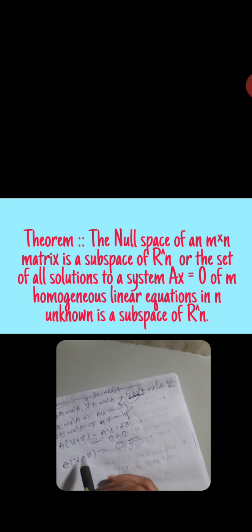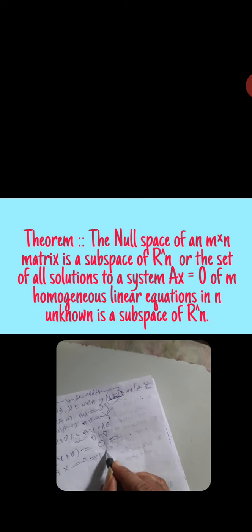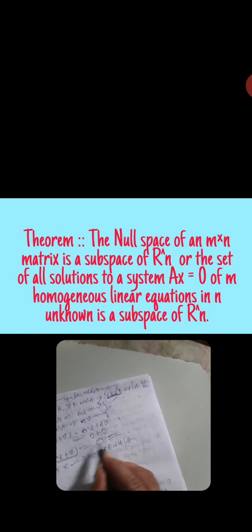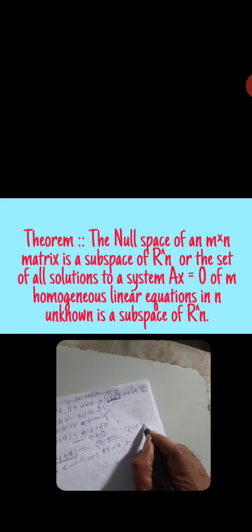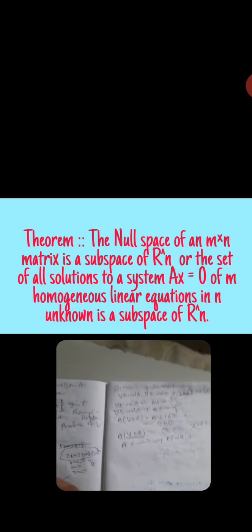And what about AX equal to 0, when X is an element of null A? Here see, AU is equal to 0. Therefore, U plus V is also an element of null A. That is the case. The second condition is also satisfied.